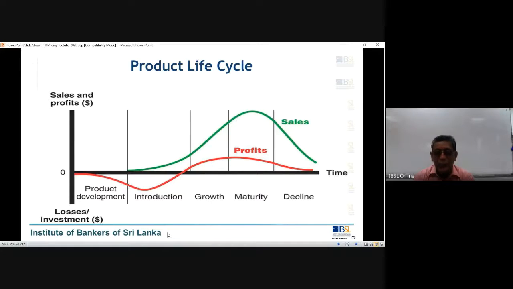Now, depending on the stage of your product life cycle, if you compare it with the BCG matrix elements, cash cow comes under the maturity stage. Stars can come under the growth stage. Dogs come under the decline stage. Problem child may come under the decline stage as well as the introductory stage. Just for comparison purposes, I told you, right?